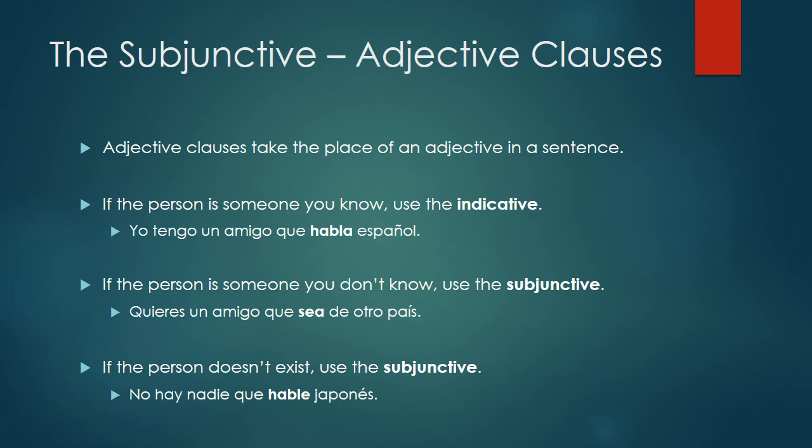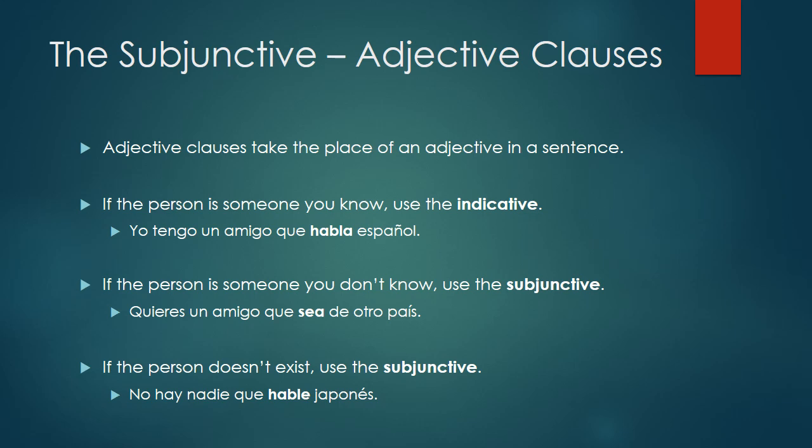So in Spanish, if the person that you're talking about or the object that you're talking about is somebody that you know, you use the indicative. Yo tengo un amigo que habla español. I know that my friend speaks Spanish. And I know that I have that friend, so I keep it in the indicative.